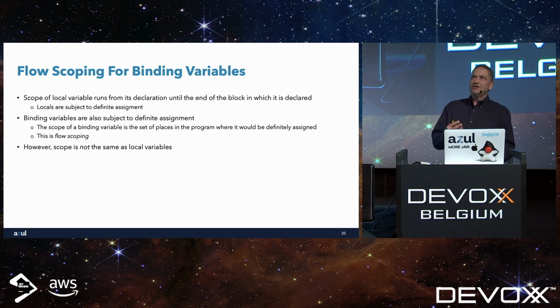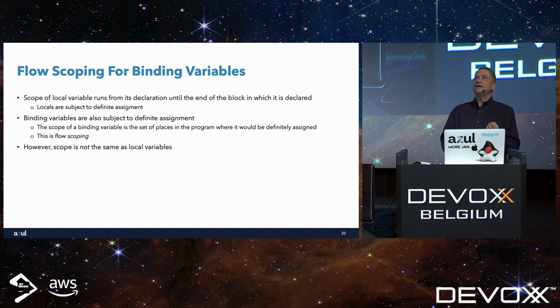Which brings us to the definition of how we scope our pattern variables. Rather than using the way that we do for local variables, we use what's called flow scoping. If you look at the way that we scope local variables, we know that the scope is from wherever we declare that variable until the end of the block in which it's declared. Now that could be just a block in terms of braces, it could be a block for a for loop, a while loop, a do loop, or the whole method. But it's that scoping that we use.